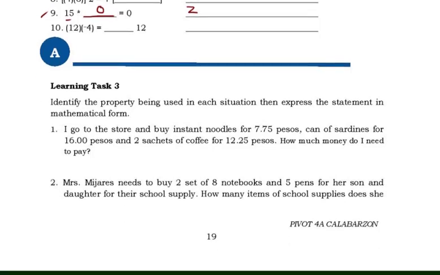Learning task number 3. Okay. For 1, I go to the store and buy instant noodles for 7.75 pesos. Sulat po ninyo muna ang mga given. Okay, meron kayong bumili kayo ng instant noodles na halagang 7.75 pesos. Isang latang sardinas sa halagang 16 pesos at dalawang sachet ng coffee for 12.25 pesos. So, how much money do I need to pay? So, magkano raw ang babayaran mo sa lahat ng binili mo? Okay.